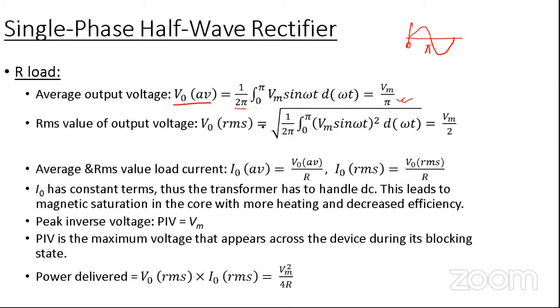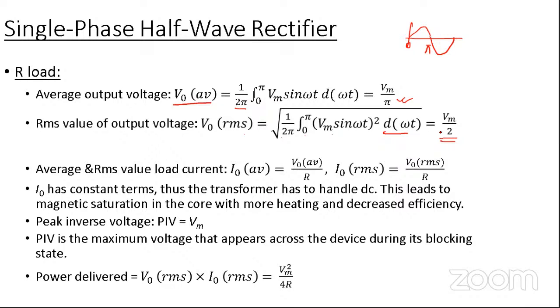Similarly, for that type of waveform, if you want to find the RMS output voltage, V0 RMS, the standard formula is root of 1 by 2 pi integral from 0 to pi of (Vm sine omega t) square d omega t. After integrating sine square omega t, that is 1 by 2 times (1 minus cos 2 omega t), you integrate with respect to d omega t. Ultimately you get the RMS output voltage as Vm by 2.